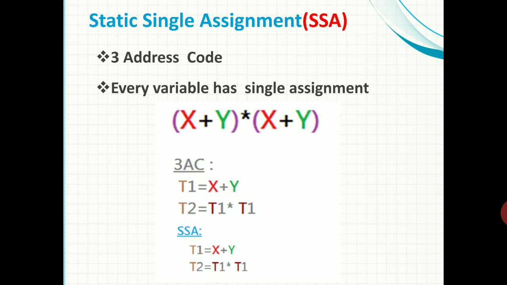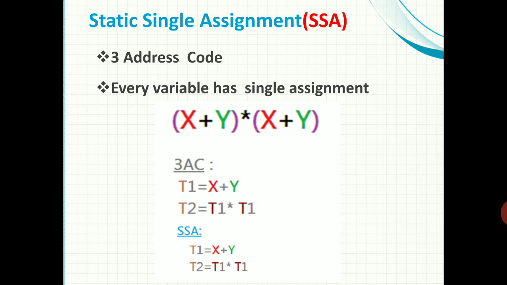We can say that it is more compact than the three address code representation. In this case, we are introducing some more restrictions. That is, each and every variable has a single assignment. In SSA, or static single assignment, each assignment to a variable should be specified with a distinct name.